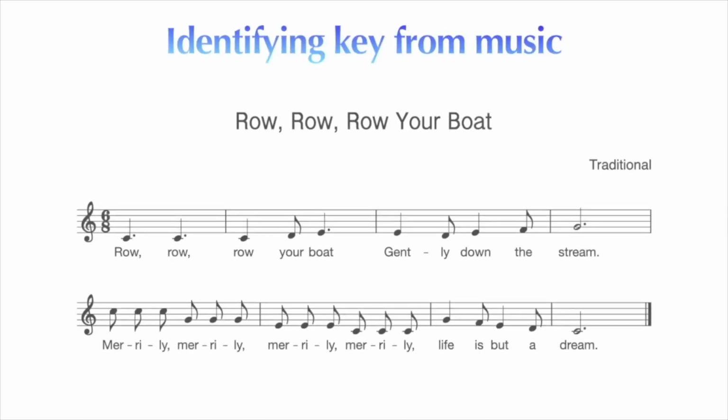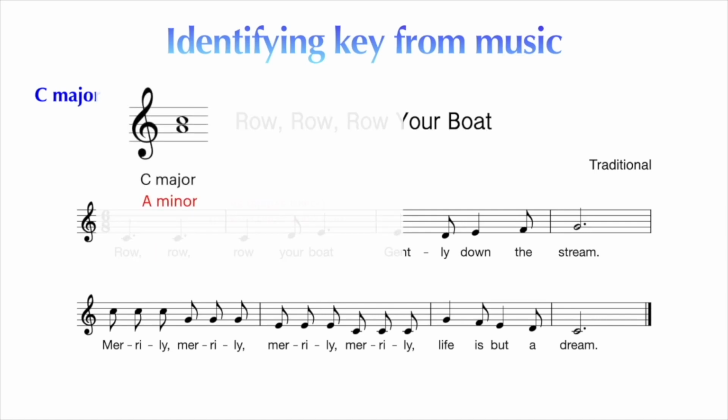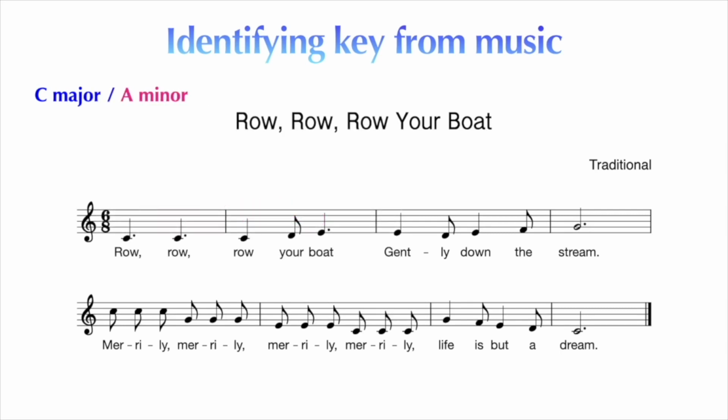Here is the first example. Firstly, we look at the key signature. If there are no sharps or flats, it can be C major or its relative minor. Let's have a quick revision about relative minor. Relative minor is a minor third lower than the major, so we have A minor. You can always go back to the video Music Theory 3 Keys 1 for major and relative minor.